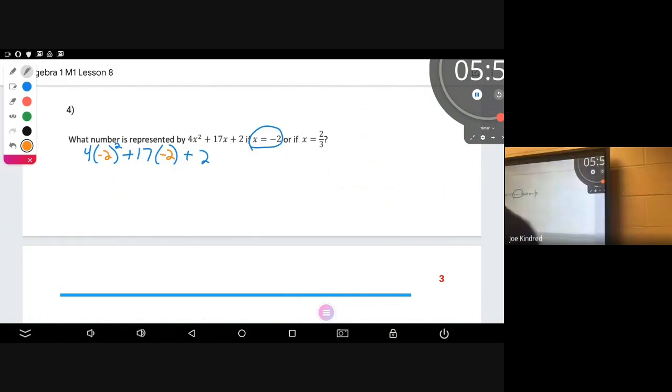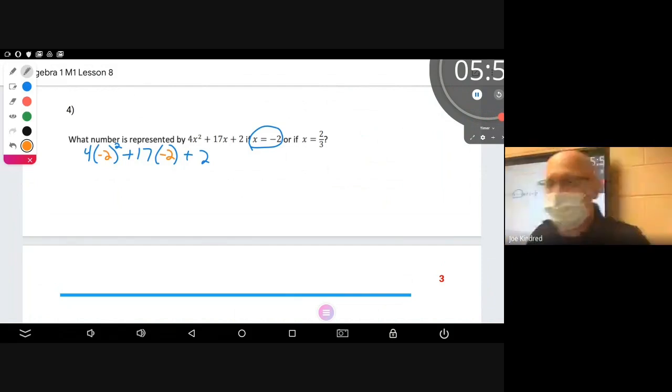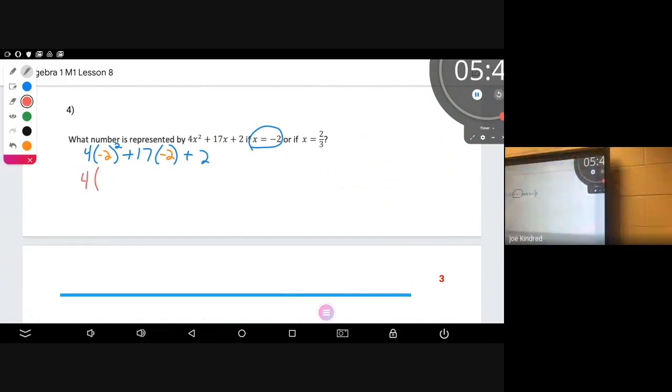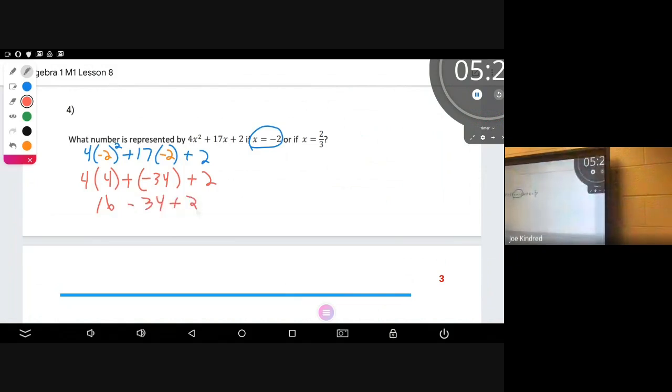So this one's first example is kind of easy. You just plug in -2 and then follow the order of operations. And then 17 times negative 2 is a negative. What is 17 times 2? Well, I believe it's 34. Again, order of operations, multiply before we add and subtract. 16 minus 34, 16 plus 2.